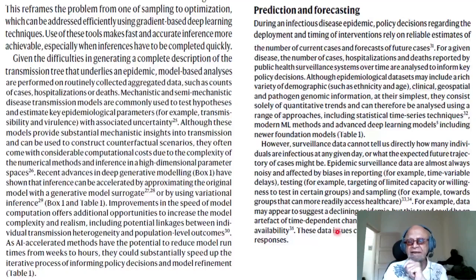For example, data may appear to suggest a declining epidemic, but this trend could be an artifact of time-dependent changes in reporting or declining testing availability. These data issues could lead to ineffective and delayed responses.